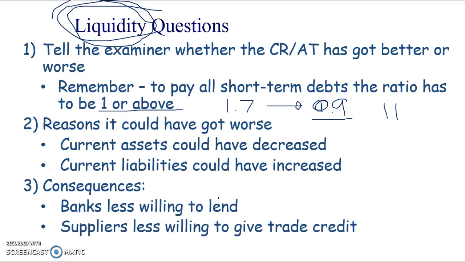Another consequence might be that suppliers are less willing to give trade credit. So they want to be paid immediately because they're thinking, this business might go out of business. I'm going to give them these goods and services, I might never get paid for them, so I'm going to make sure they pay when they get them. So that can cause serious cash flow problems for the business if suppliers are less willing to give trade credit and banks are less willing to lend. That could really cause very serious cash flow problems, and that links into your Unit 1 there.